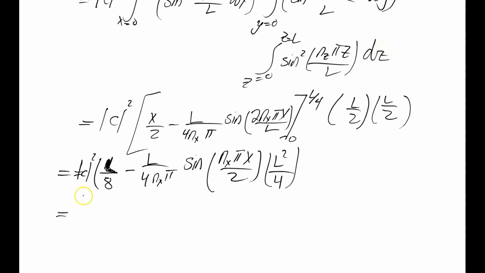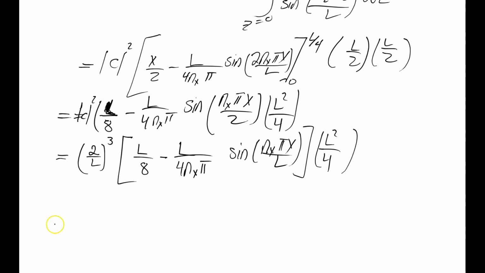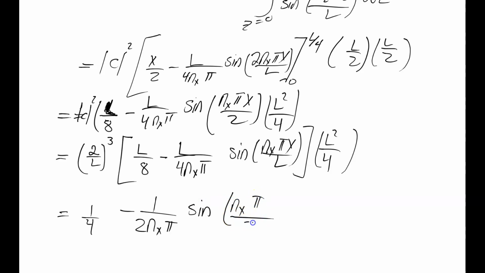So c squared will equal 8 over L cubed times L over 8 minus L over 4 n_x pi sine n_x pi x over L, times L squared over 4, and that will give us 1/4 minus 1 over 2 n_x pi sine of n_x pi over 2.